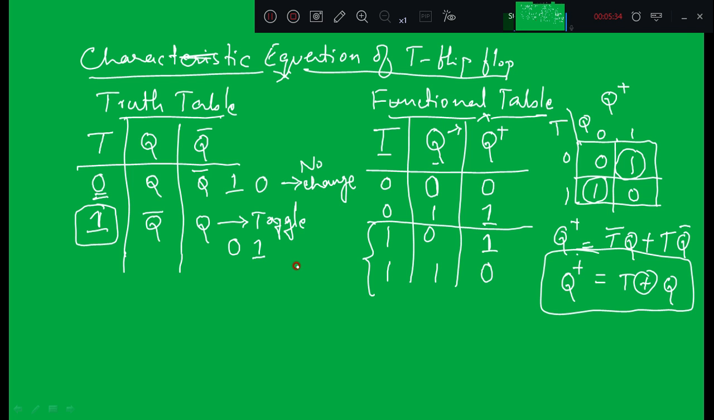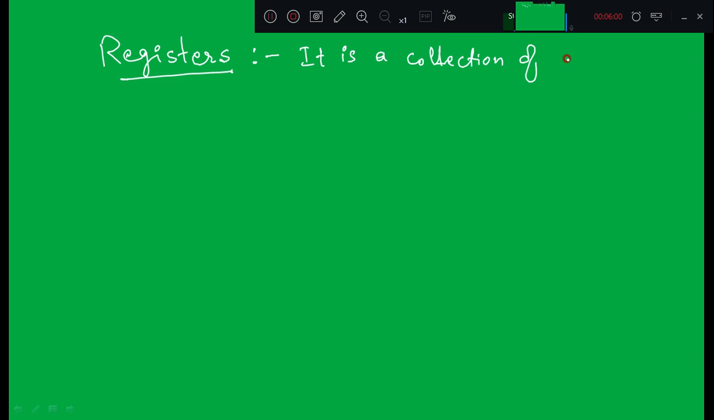Okay. So in the next slide we will discuss registers. It is not resistor, it is register, where resistor is an analog component and register is a digital component. So what is a register? It is a collection of more than one flip-flop.